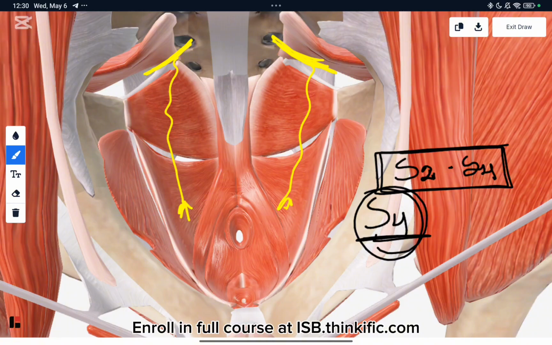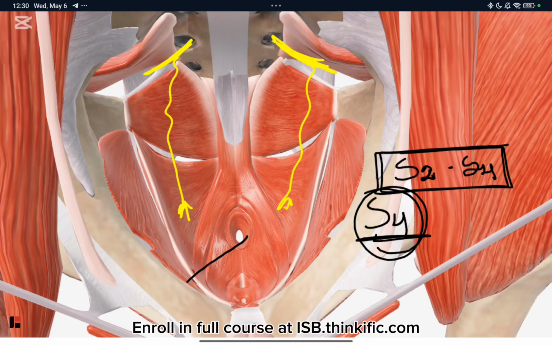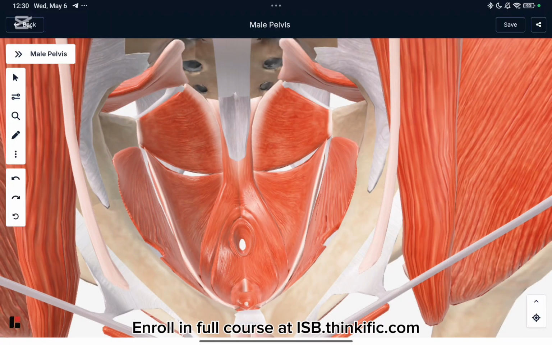Coccygeus is also S4 with some contribution from S3. Okay? So as a whole, it's S4. So we're done with the pelvic floor muscles, and we talked so much about it.